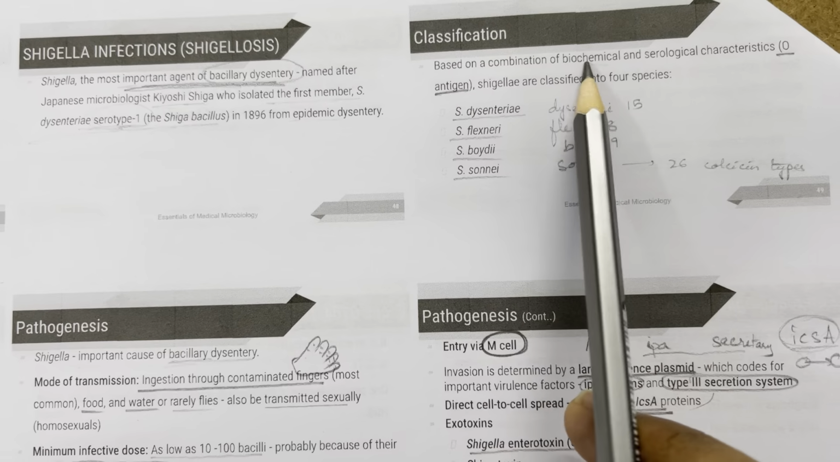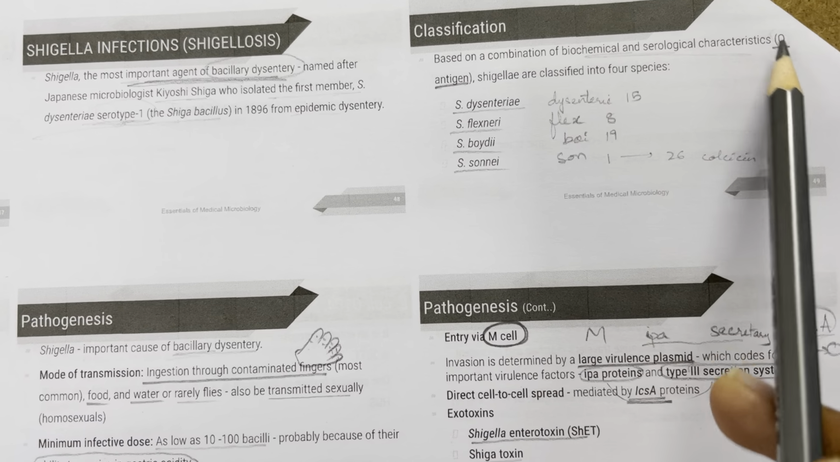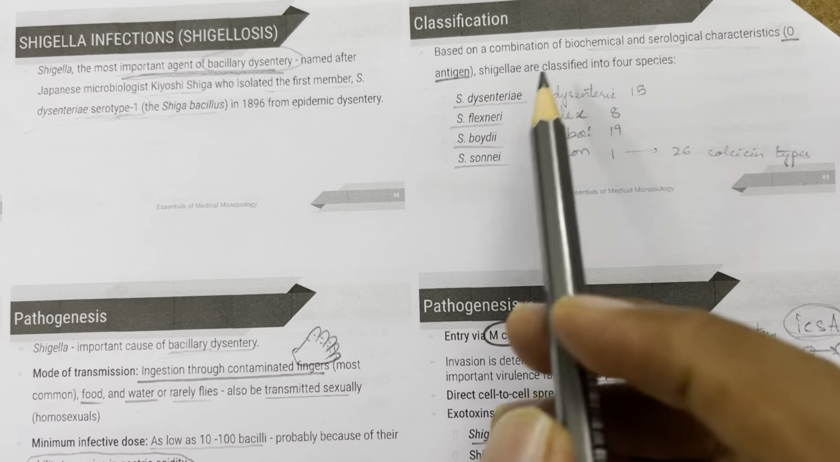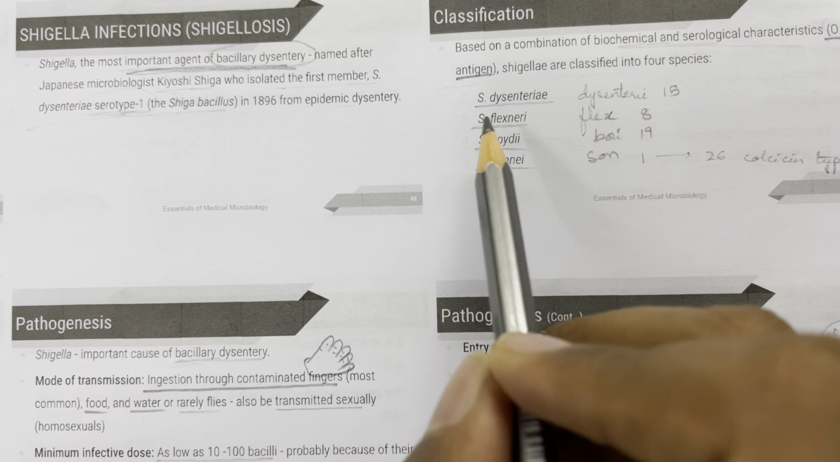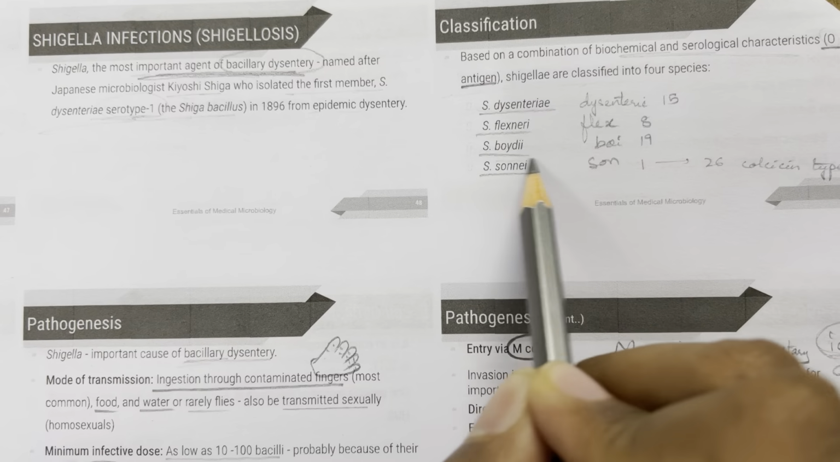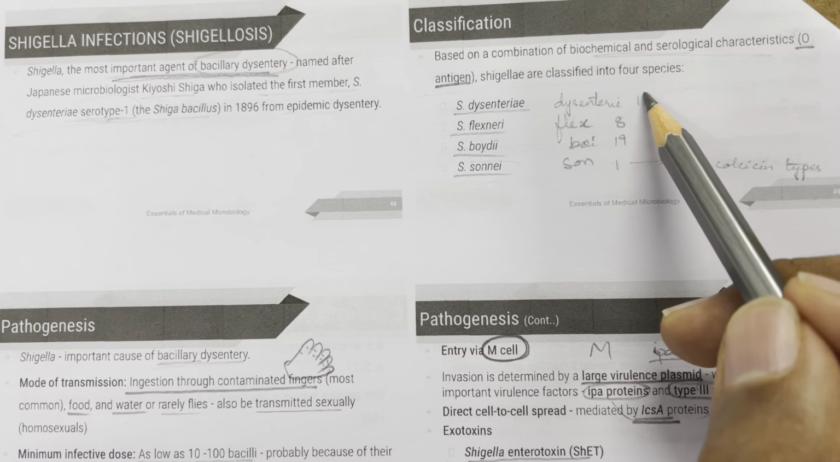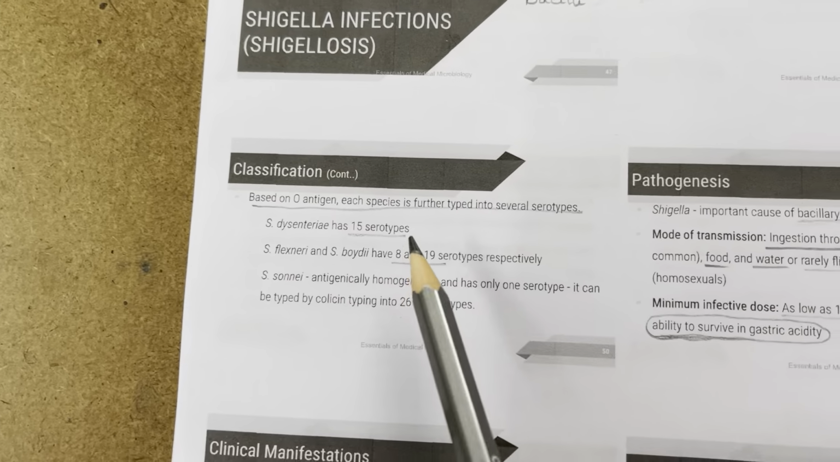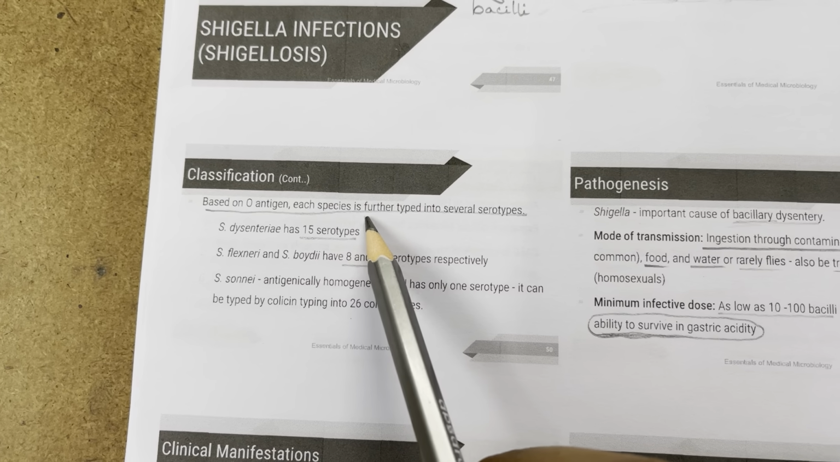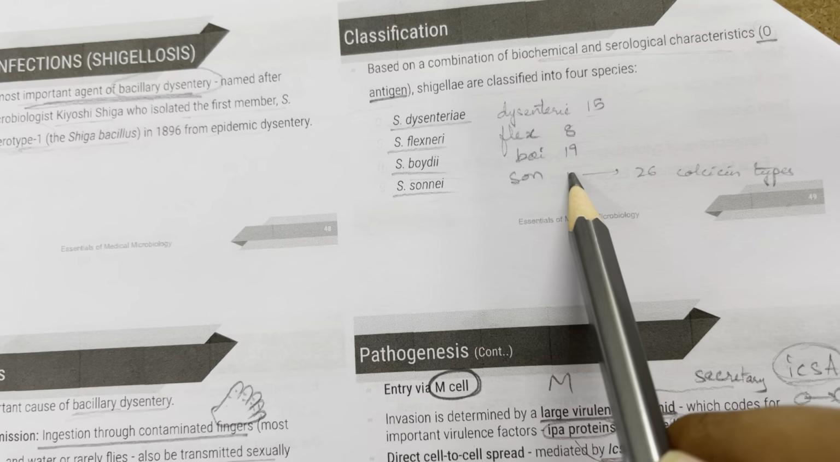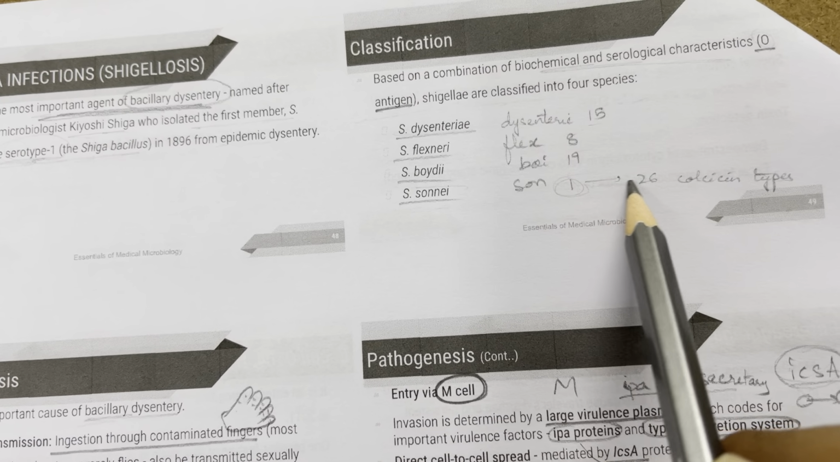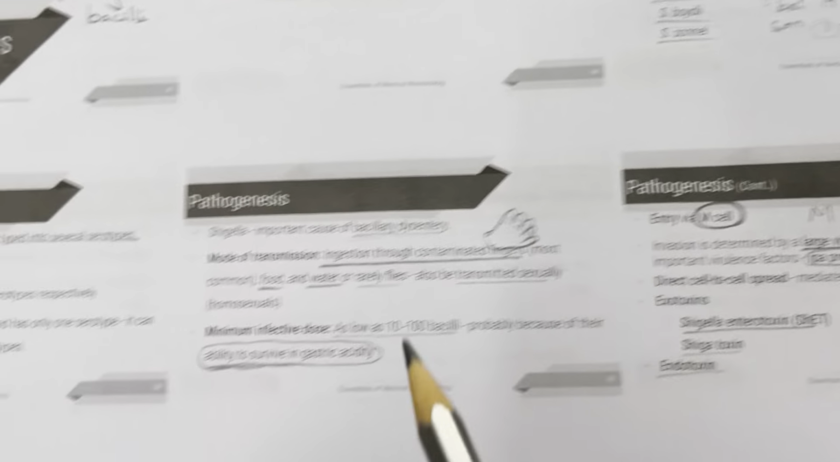Based on a combination of biochemical and serological characteristics, based on the O antigen, Shigella are classified into 4 species. Remember this by the mnemonic dysenteriae, flexneri, boydii and sonnei. Based on the O antigen, each species is further subdivided into several serotypes: 15, 8, 19, and only one serotype in Sonnei, but it has further 26 colicin types.